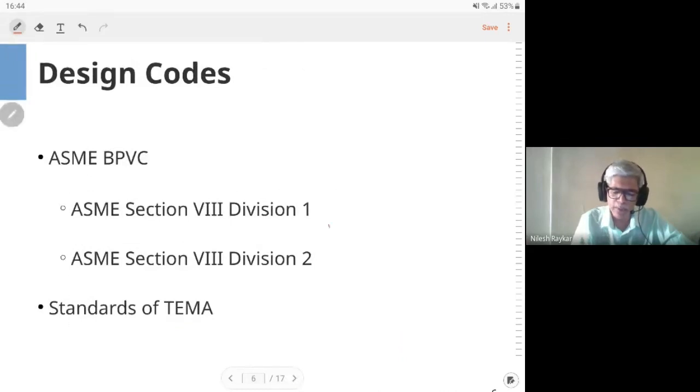The design codes are the same as those of process equipment. So they can be designed as per ASME Section 8 Division 1, which is more common. In addition to that, there is something known as the Tubular Exchanger Manufacturers Association or TEMA standard. These standards give specific design as well as manufacturing guidelines or recommendations based on practical experience.